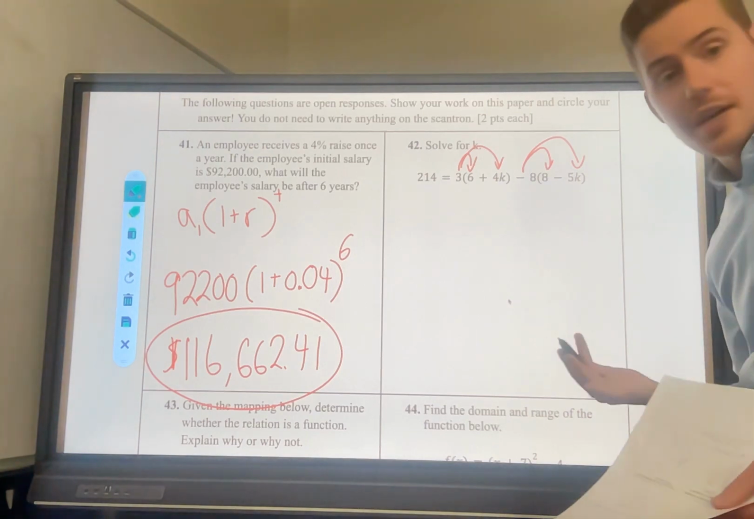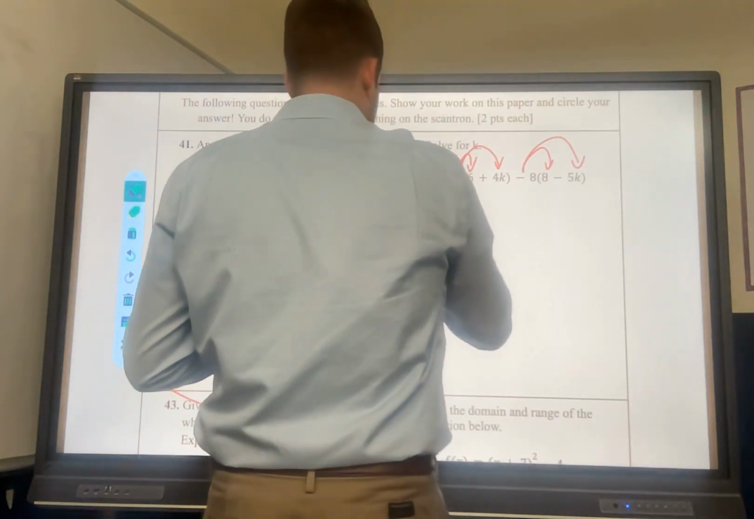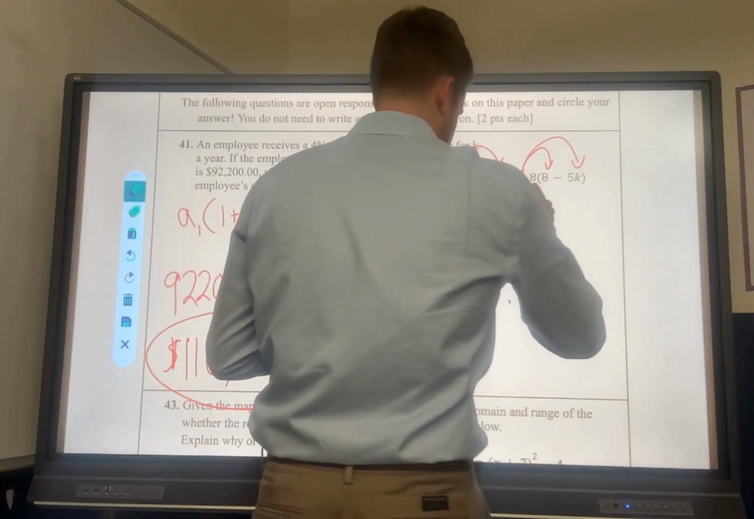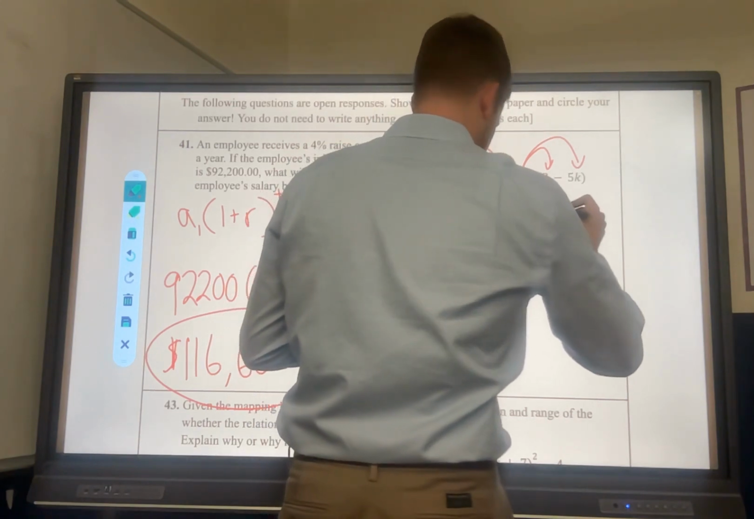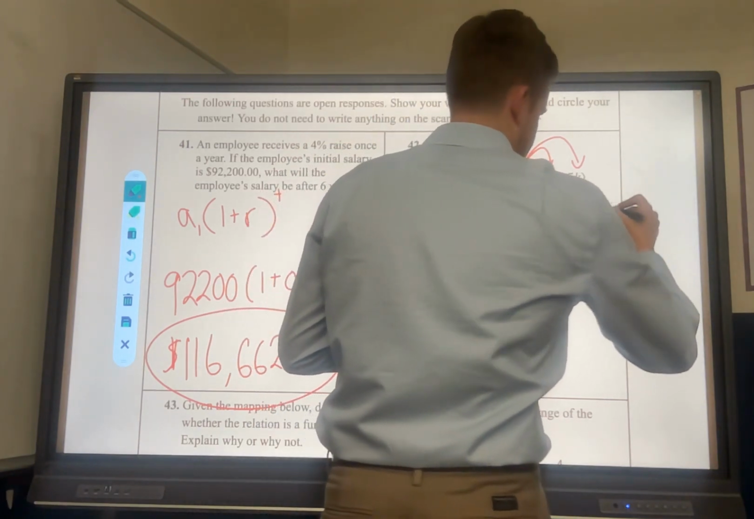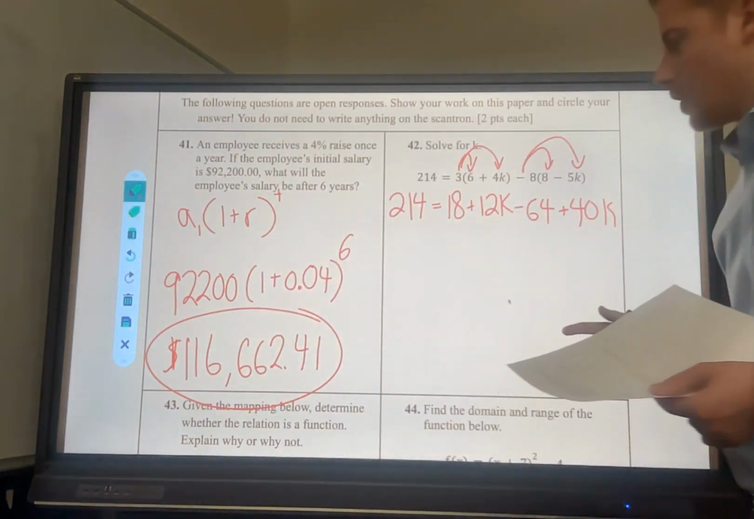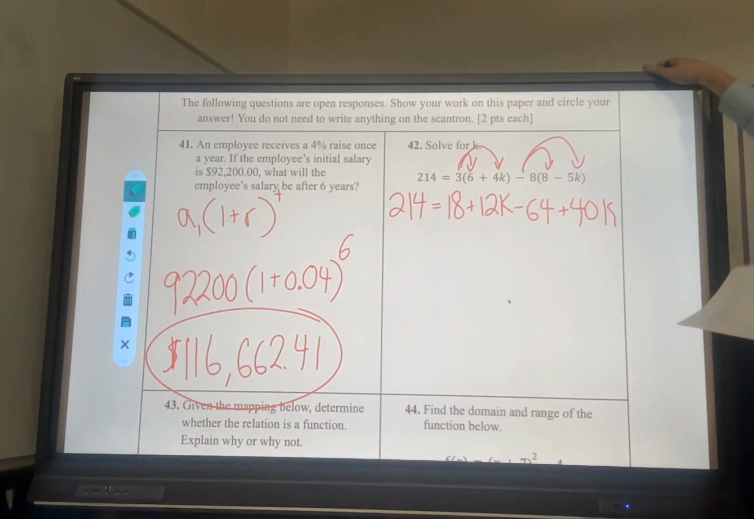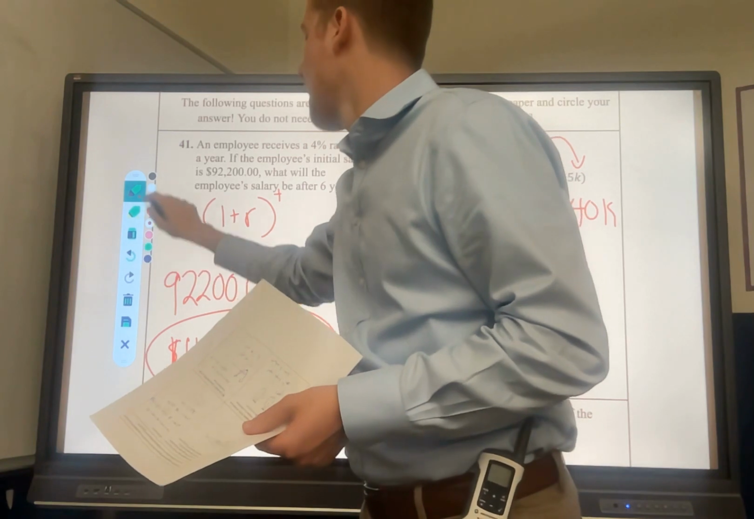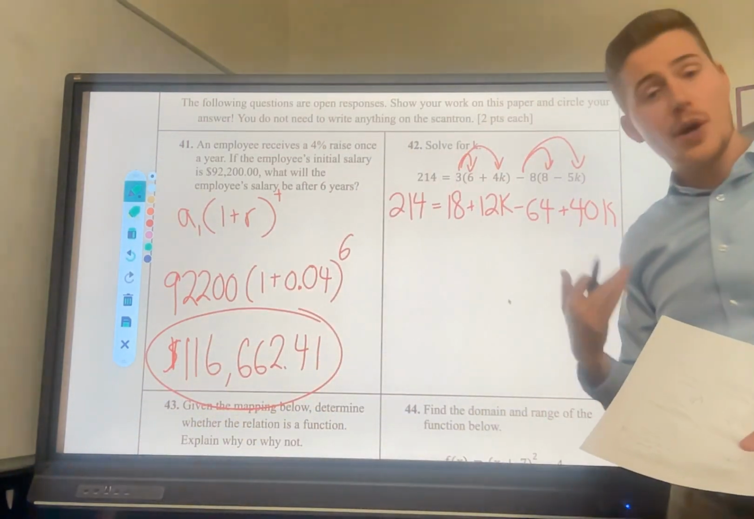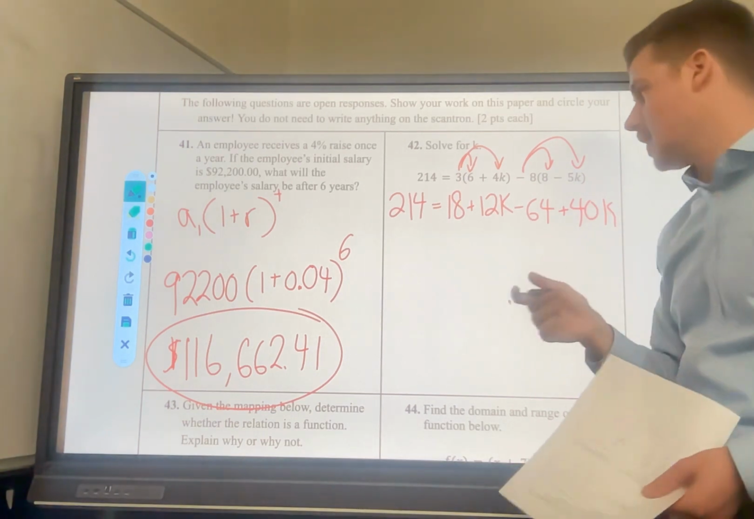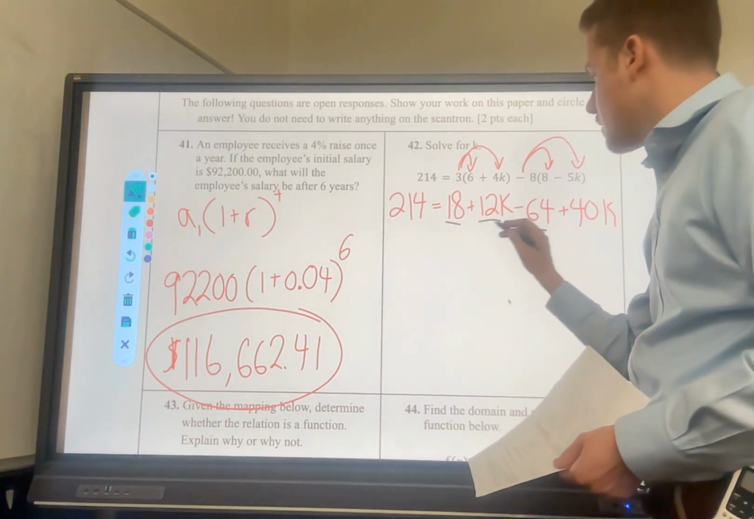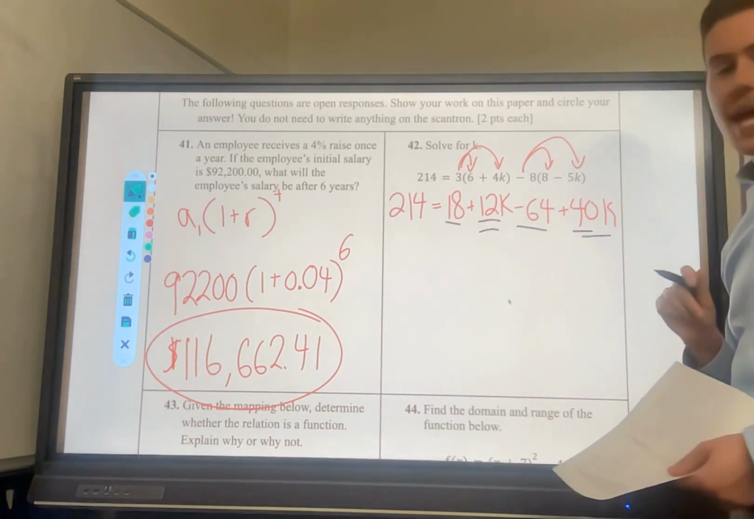And I'll go ahead and write what the next line of math should look like. Okay, cool. That's what our next line of math should look like. 214 equals 18 plus 12k minus 64 plus 40k. Now we need to combine like terms, and we only combine like terms on the same side of the equal sign. So 18 and negative 64 can be combined, and 12k and 40k can be combined.